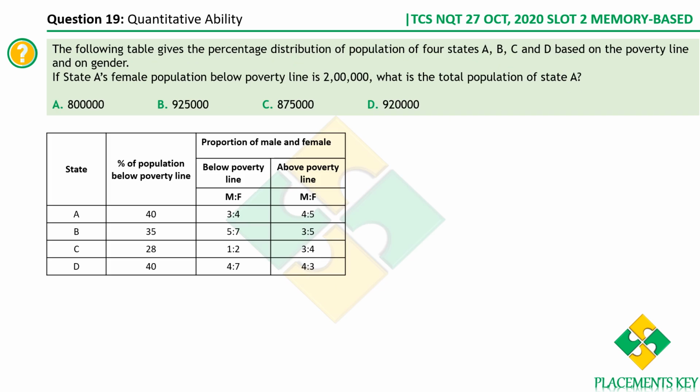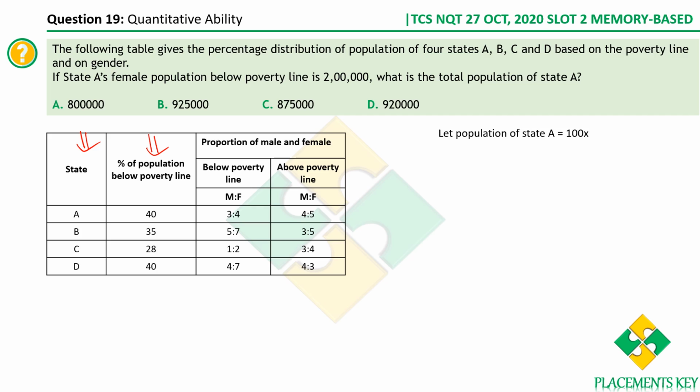The following table gives the percentage distribution of population of 4 states. There are 4 states A, B, C, D, and we are given the percentage of the population below the poverty line, and the proportion of male and female below the poverty line and the proportion of male and female above the poverty line. Now we are given state A's female population below the poverty line, and we are supposed to find the total population of state A.